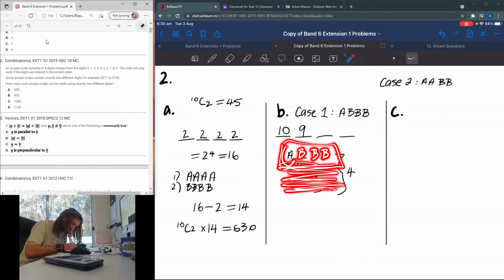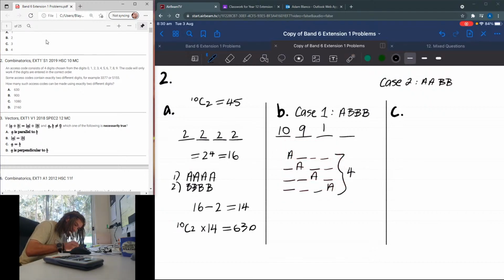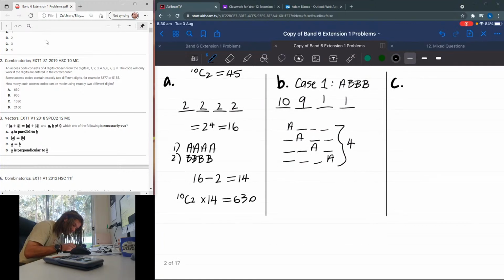Then I've got 10 choices for this A value. Once I've chosen what A is, now I have 9 choices for B. And because I've now chosen A and B, I have no choice as to what these other two things are, so I've got 1 and 1. So this would be equal to 10 times 9, and then there's 4 ways I can arrange that. So 10 times 9 times 4. And that's 90, that's the 360.